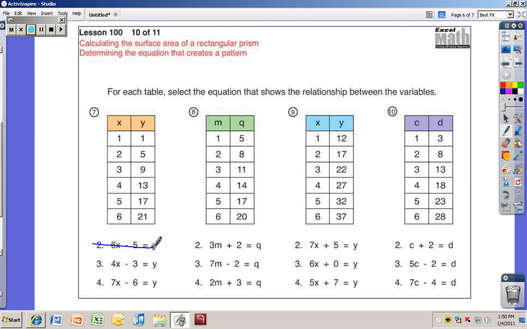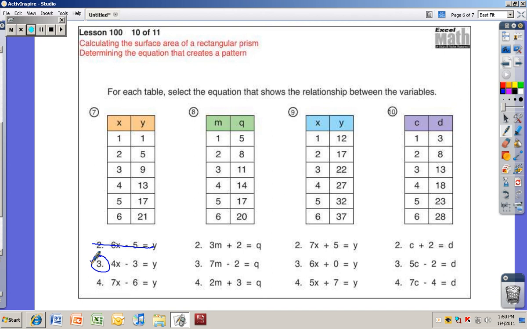Okay, so for x, if you plug in a 1, then that's 4 minus 3 is 1, so that works for the first pair. And then if you plug in a 2, that's 8 minus 3 is 5, so that works. Since that works for both of them, that means that one's right. Probably going to be that one, right?